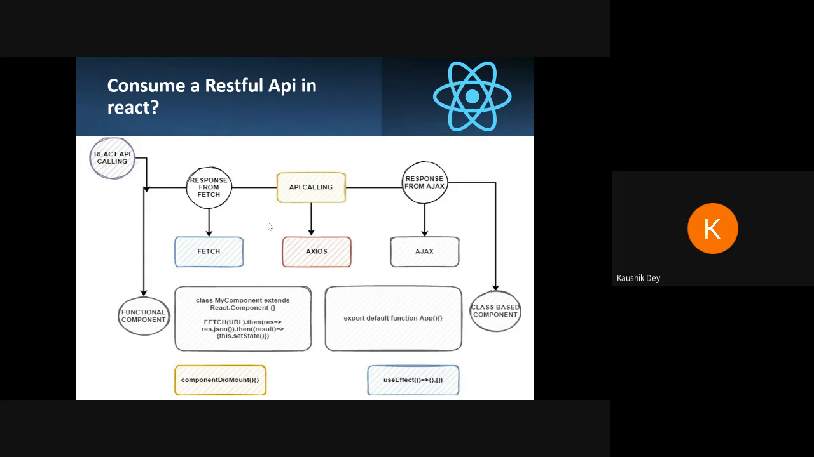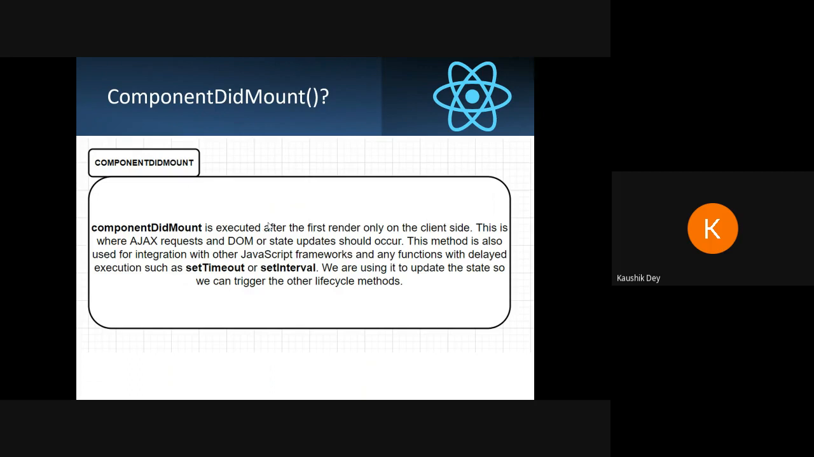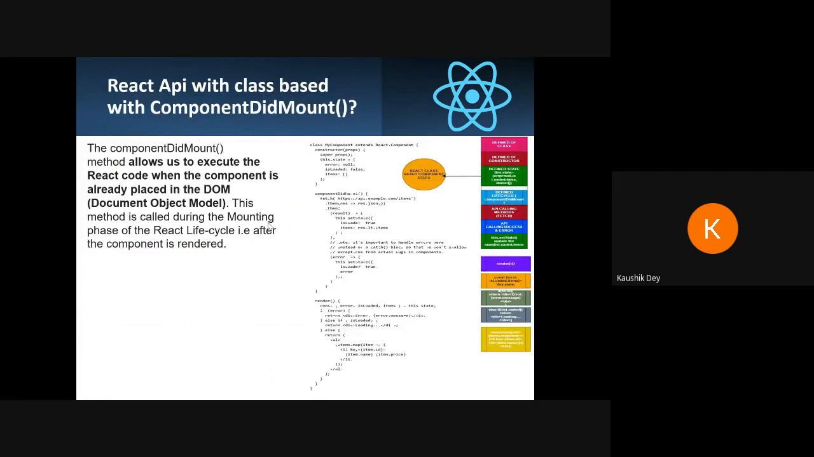We will see how the API call works in the class-based component and the functional component. In the class-based component we can use the componentDidMount lifecycle hook, and in the functional component we use the useEffect hook. All of this will be hands-on today. This is the general discussion of componentDidMount and how it works: it is a lifecycle method that runs after the constructor, and this is the structure of the code.